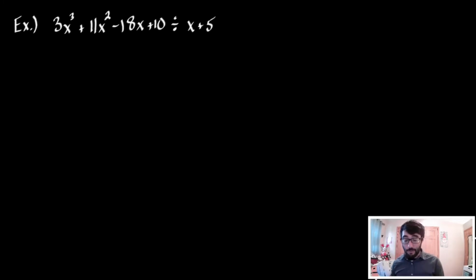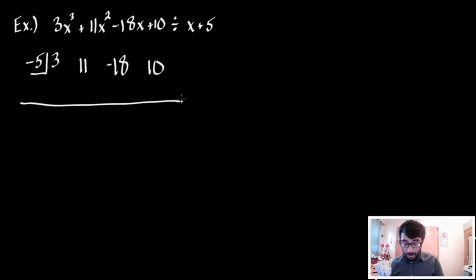Now remember the setup for synthetic division. We put a number in the box, which is basically always going to be the opposite of this number here, as long as the leading coefficient is 1. And remember, you can only use this when you're dividing by a linear binomial with a leading coefficient of 1. So I'm going to put -5 in this little box by itself, and then we write the coefficients and constant of this polynomial. So 3, 11, -18, and 10.